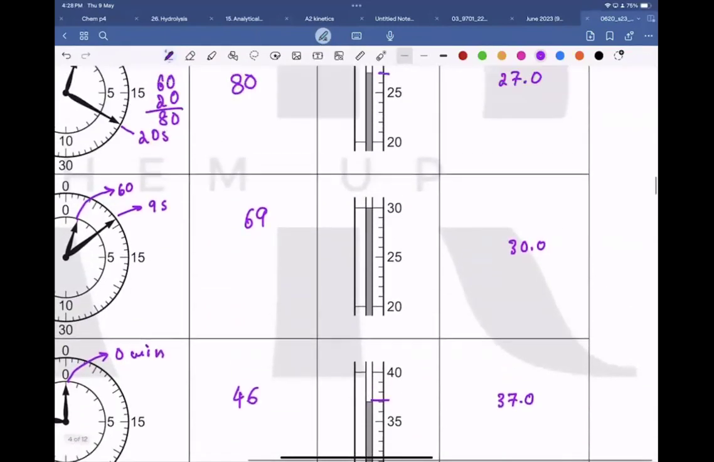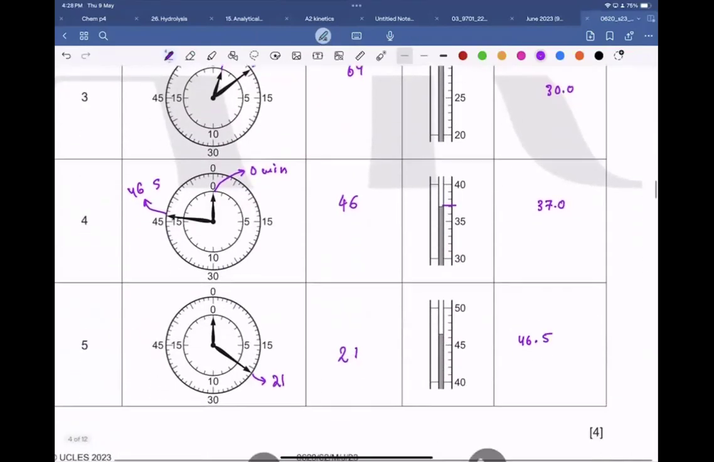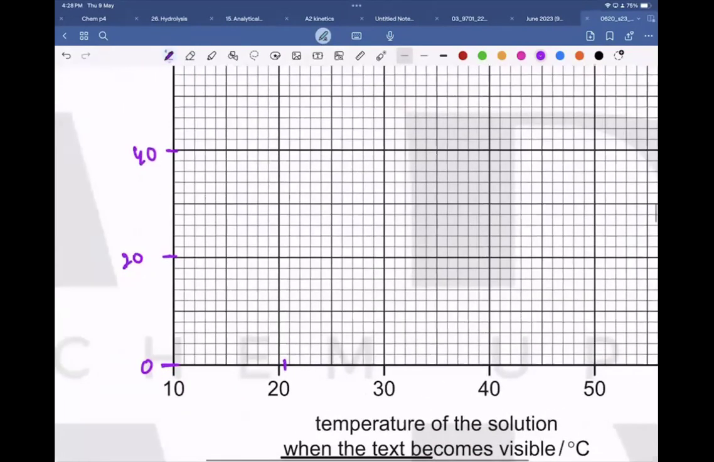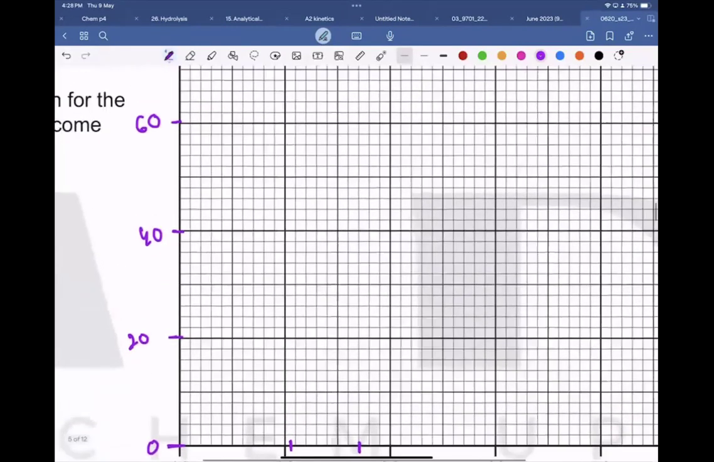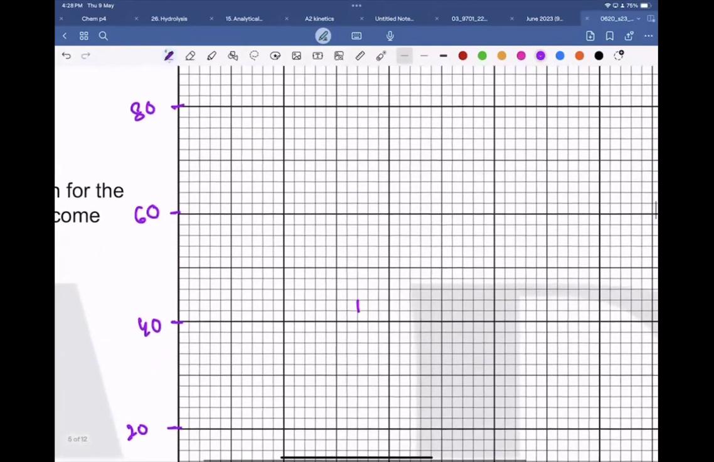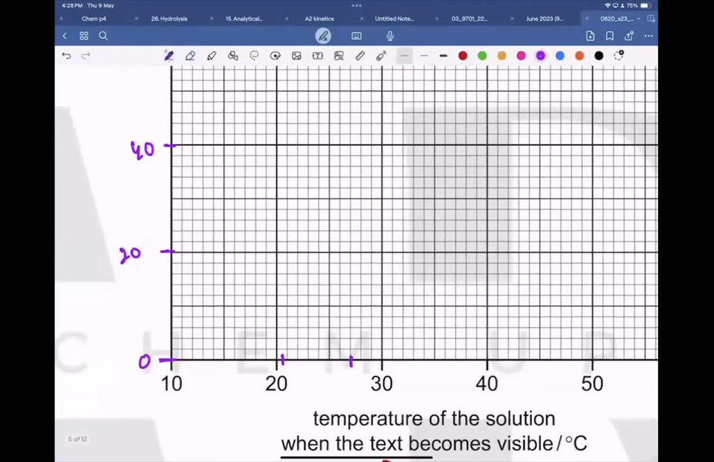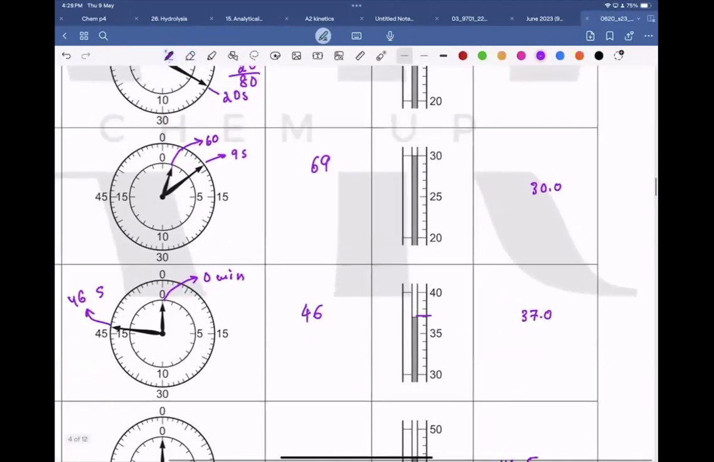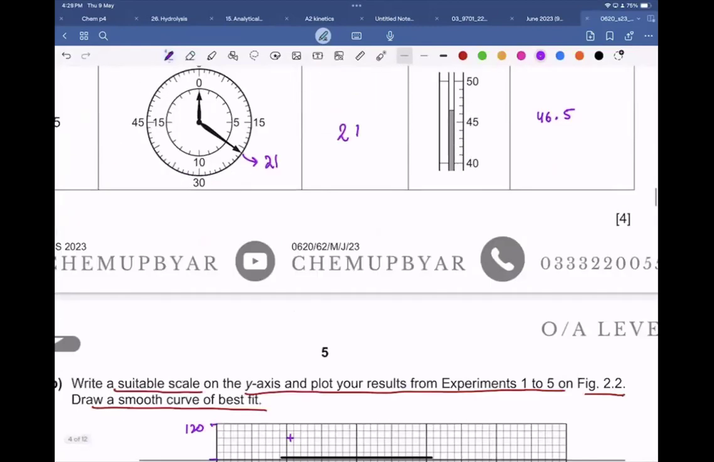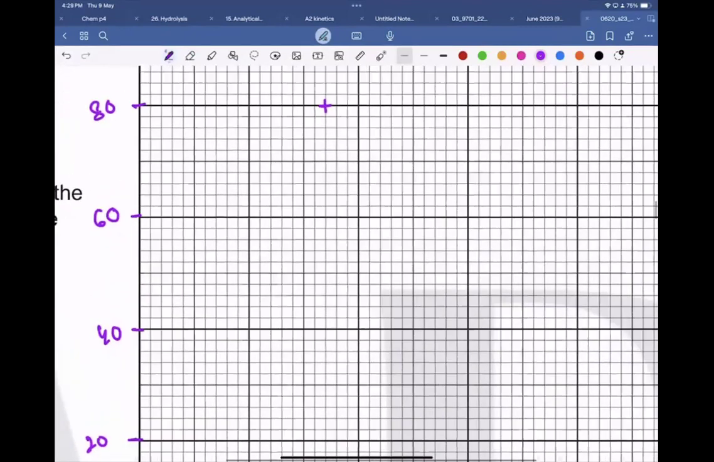Now, the next one, if you see 27 and 80 seconds. So 27 would be this one, and on this one, we need 80 seconds. So it is exactly going to be over here. Remember, always plot the points with the crosses, not with the dots. Then at 30, it's 69 seconds. So this is 30 and 69 is going to be over here.